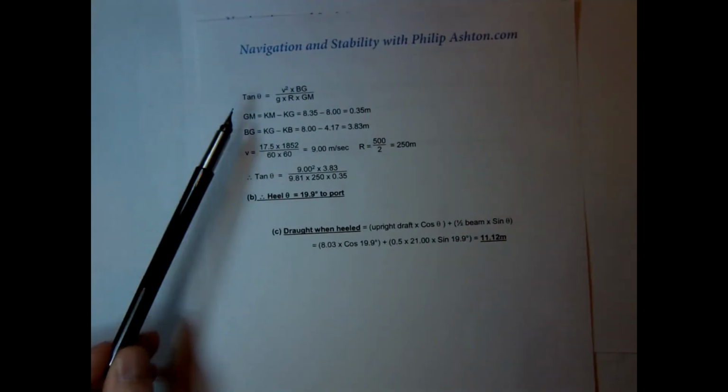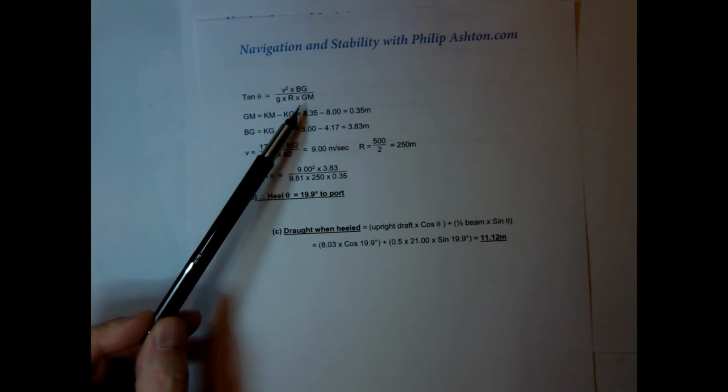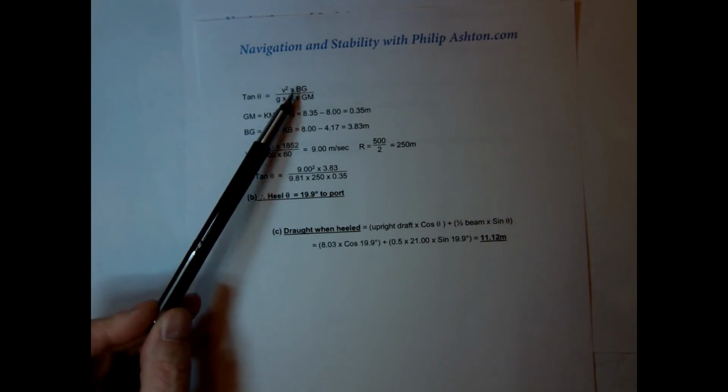Let's look at the formula for angle of heel when turning. Tan theta is v squared times BG over g times r times GM. g is given at 9.81. r is the radius of the turn, so we've been given diameters, so we must change the 500 to 250. GM of course is KM minus KG. BG of course is KB minus KG, or KG minus KB.